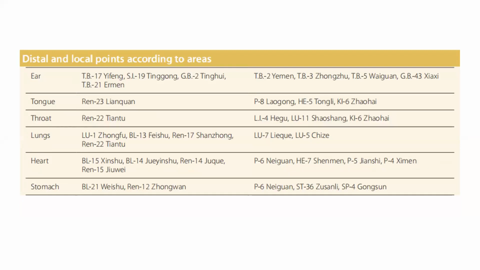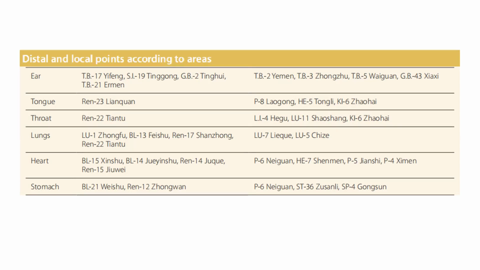For the ear, we have TB17, SI19, GB2, TB21, and Ermen, which is an extra point, as local points. Then distal points would be TB2, TB3, TB5, and GB43. Tongue, REN23, local point. Distal points would be P8, heart 5, kidney 6. Throat area, REN22, local point. Distal would be LI4, lung 11, kidney 6.